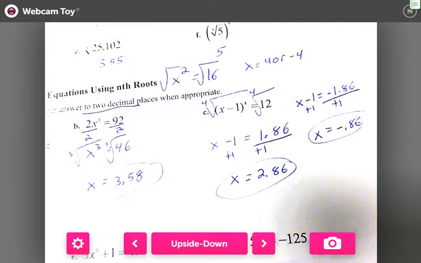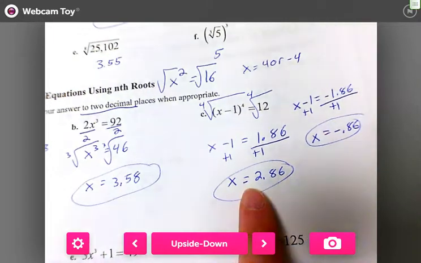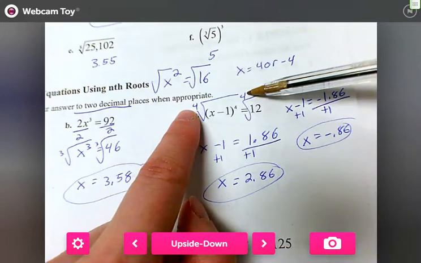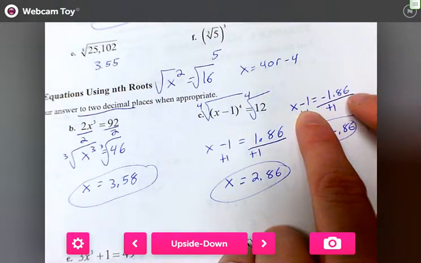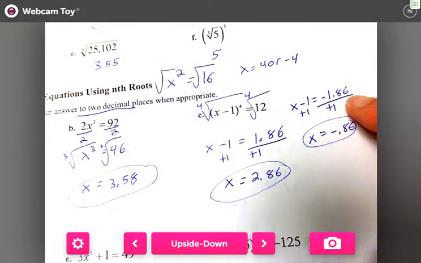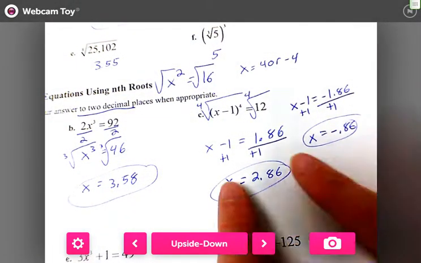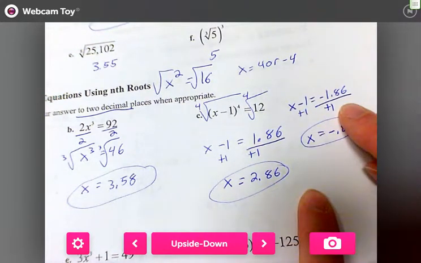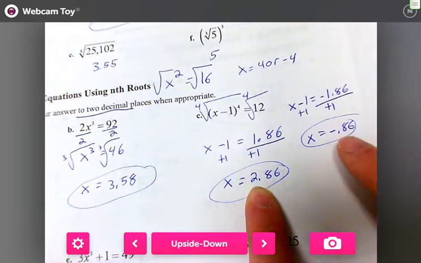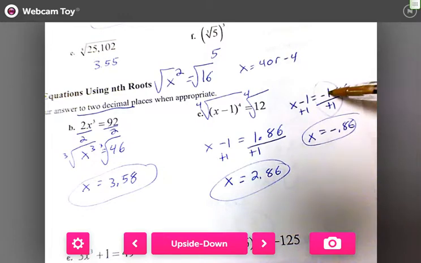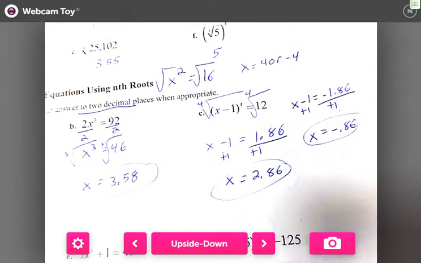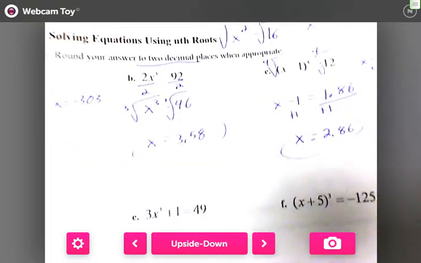Did I lose people? Okay. So we take the fourth root of both sides. We're okay with this? Remember, you could have a negative answer, too, because a negative times a negative gives you a positive, right? And then I'm going to add 1 to both sides for both of them. One answer is going to be 2.86. The other one's going to be negative 0.86. Because if we add 1 to a negative, negative 1.86 plus 1 gives me negative 0.86, right? Okay. Why don't you guys try D, E, and F right now?